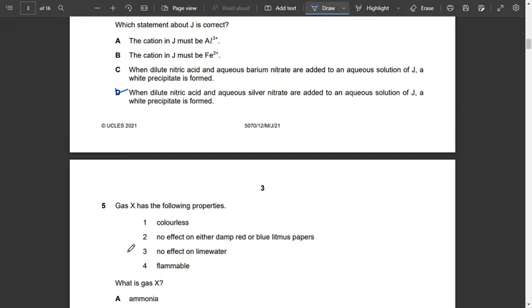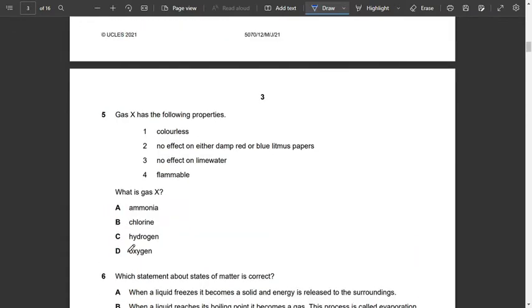Gas X has the following properties. Now if you look at these properties, it is colorless, it has no effect on either damp red or blue litmus paper, no effect on lime water, and it is flammable. So what is gas X? If you look over here, ammonia is a basic gas. If we put it in the presence of litmus paper, it's going to turn blue. So of course not ammonia.